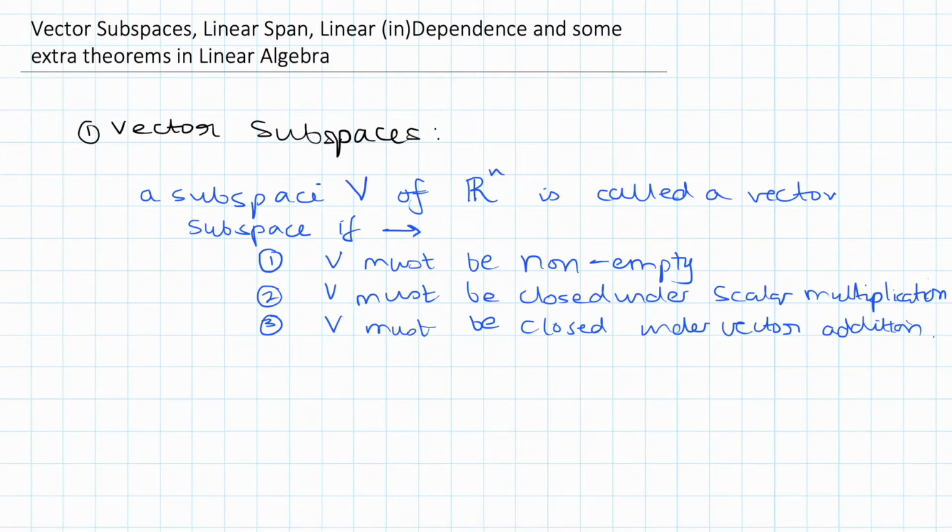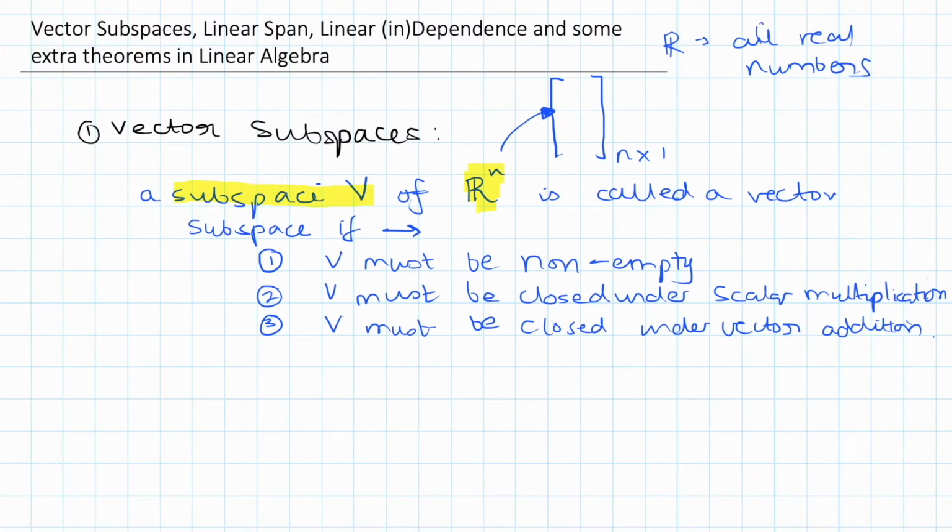Now let's just go over this definition once. A subspace V is a certain subspace of Rn. What do we mean by Rn here? It is nothing but a column vector consisting of n rows and one column. So this is Rn essentially, and R is the space of all real numbers.